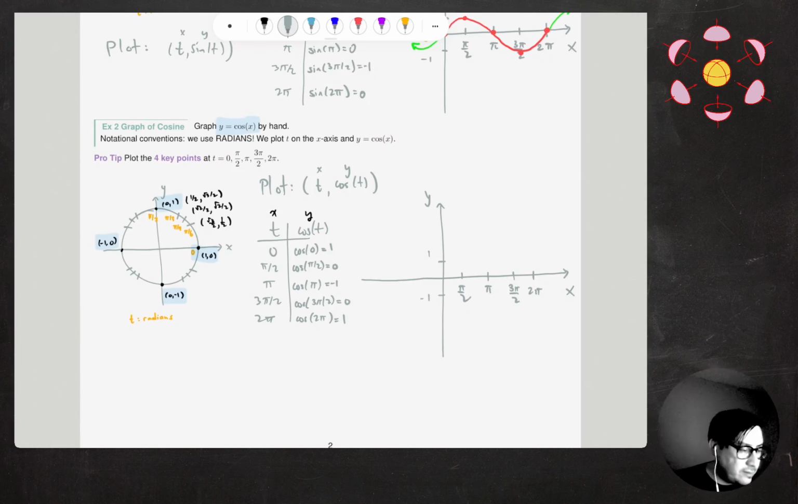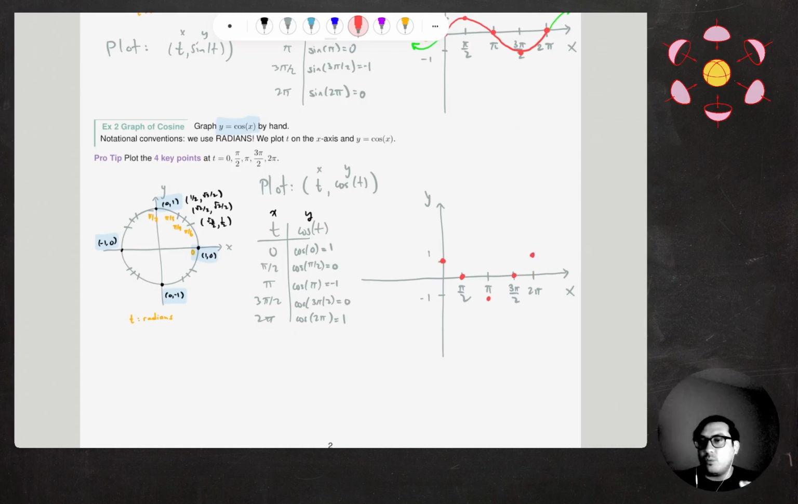Now to plot the points. I'm going to do them in red. So first point we plot is 0, 1. So we're going to start over here. Next point we plot is pi over 2, 0. So we're going to go down to here. Next, we're going to be at pi, -1, so we're going to be down here. At 3 pi over 2, we're going to plot 0, so we go back up. And then finally at 2 pi, oops, let's try that again. At 2 pi, we are back up to 1.